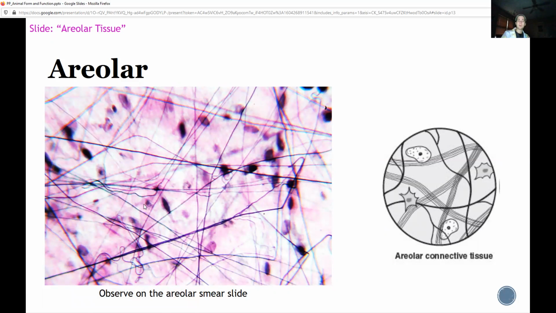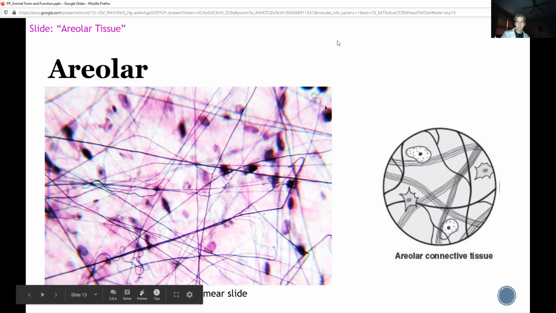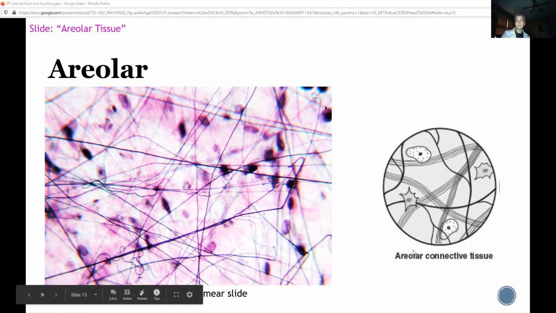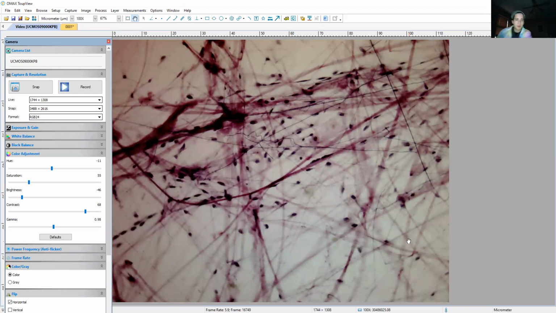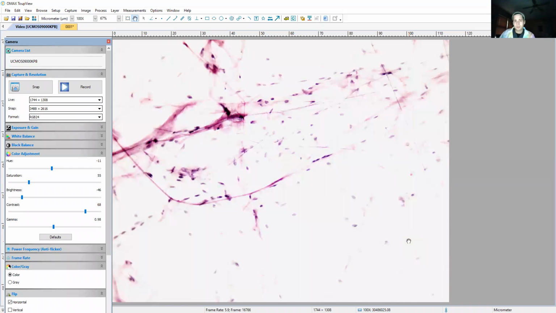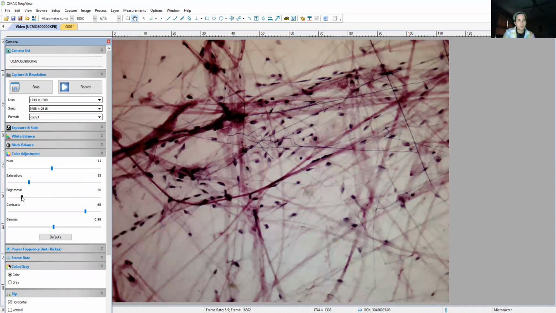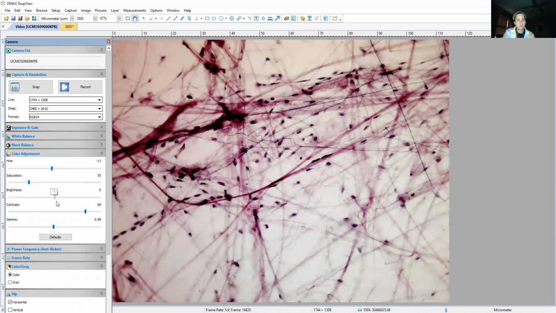First up is areolar, so pretty stringy, fibrous, pink. All of these little blobs, those are the main bodies of the cells. You're seeing the nuclei there. So let's go ahead and check that out on our real life example. Here, let me turn up the light. All right, that's about what it looks like to me too, when I look at it through the microscope.